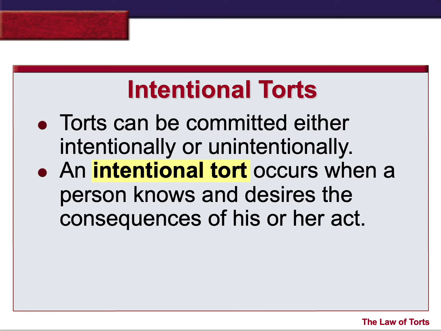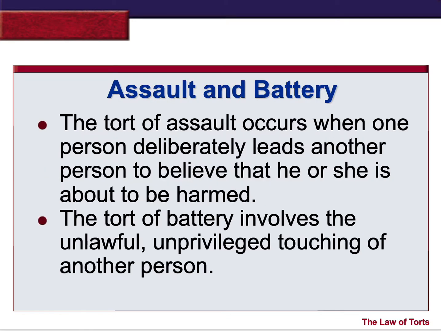But an intentional tort occurs when a person knows and desires the consequences of his or her act. They know what they're doing and possibly the harm that it could cause. So two terms that we've heard of before: assault and battery. The tort of assault occurs when one person deliberately leads another to believe that he or she is about to be harmed. Saying things, threatening, so that person believes they'll be harmed. Also, the tort of battery involves the unlawful, unprivileged touching. It doesn't have to cause physical harm.